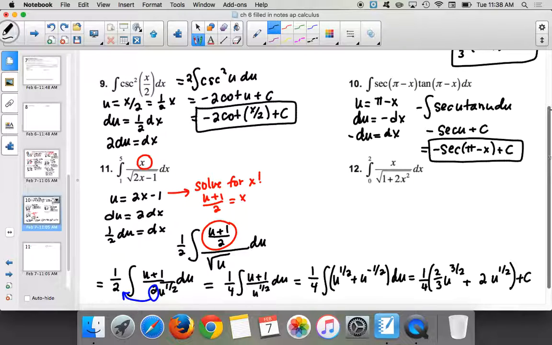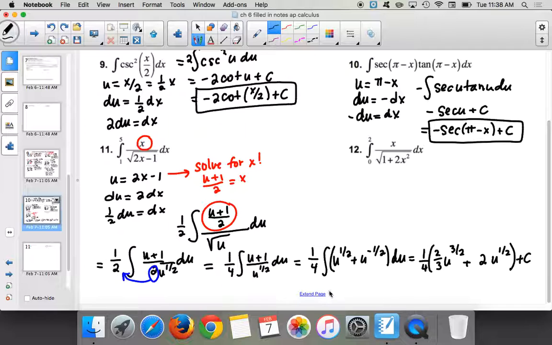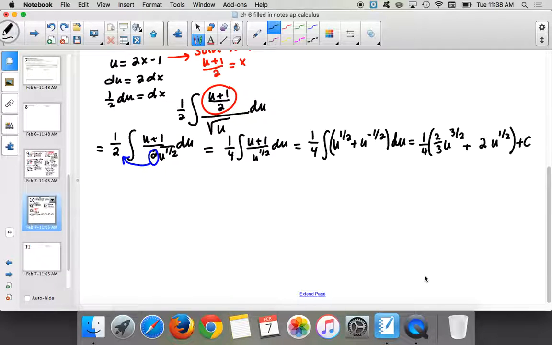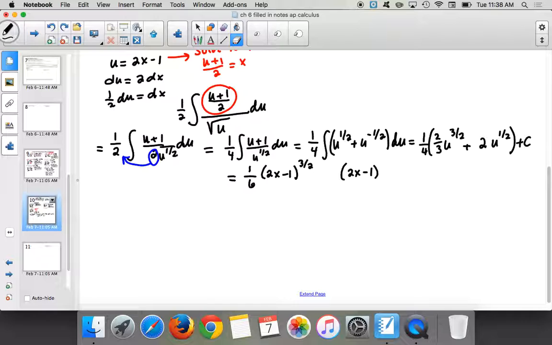We're definitely running out of space, right? We'll skip 12. So this ends up being 2/12, so 1/6, u to the 3/2. What was u? It was 2x minus 1 to the 3/2 plus 2 times u, which was 2x minus 1. Oh, so I have 2/4 actually. I'm going to write that as 1/2. Forgot my 1/4 out front. So 2/4 is 1/2, 2x minus 1 to the 1/2, plus c. So I just distributed this 1/4 into both things.